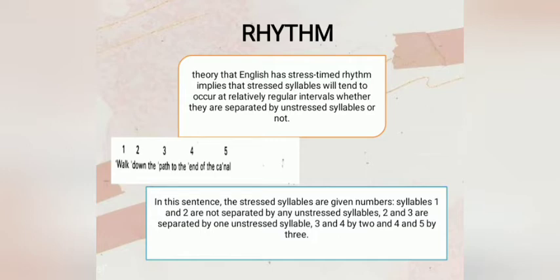Now, you can see the example. There are 10 words in the sentence: walk down the path to the end of the canal. In this sentence, the stressed syllables are given numbers. Syllables 1 and 2 are not separated by any unstressed syllables. Meanwhile, 2 and 3 are separated by one unstressed syllable, 3 and 4 by two, 4 and 5 by three. Okay.